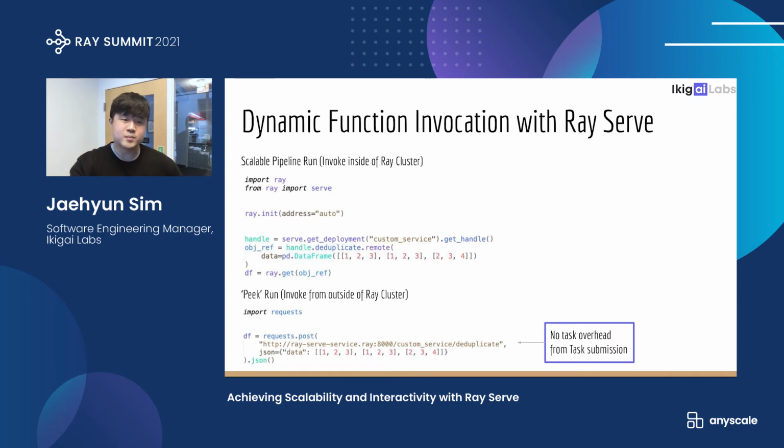So actually, this problem turns out to be the easier one to resolve. Ray Serve exposes not only the regular Ray remote method of invoking your functions, but also the HTTP endpoint of your Ray Serve instance. If you see on the bottom, I'm calling the Ray Serve instance method with the HTTP request format. Here, I'm not going to suffer from task overhead because I'm not submitting a job to the Ray cluster with the standard channel.